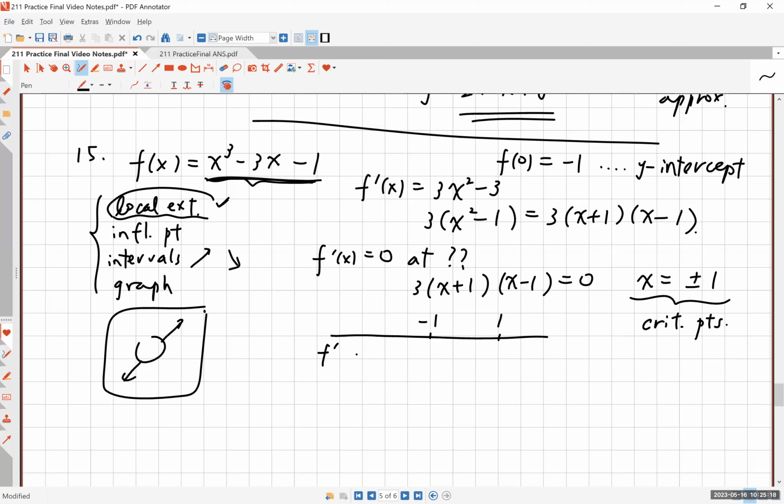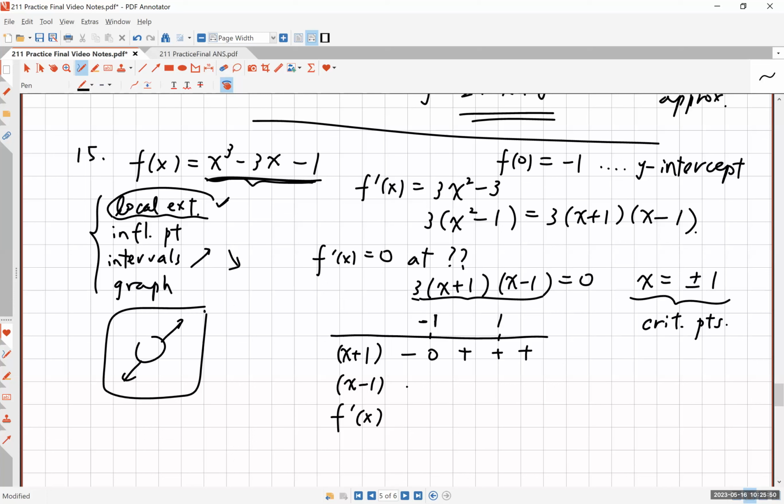F prime, which is, oh, I'm going to just do that. X plus 1, x minus 1. And then, of course, the derivative is 3 times the product. And the sign doesn't change, so I can just go with that. So x plus 1 is going to be negative here, becomes 0 when x is exactly -1. And after that, it's going to stay positive, right? Whether x is between -1 and 1, exactly 1, or greater than 1.